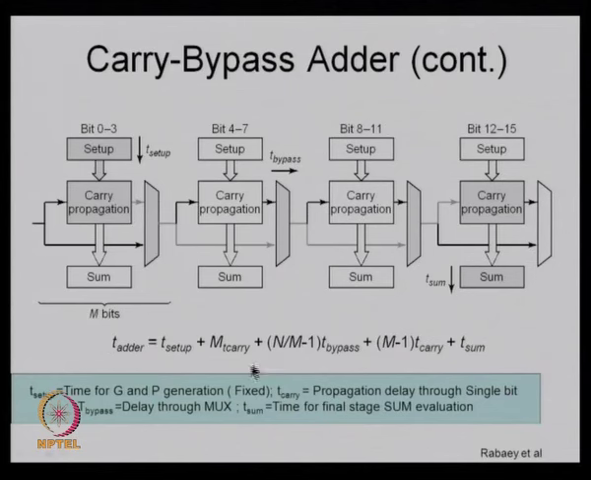You can see from here again, if n is larger, T adder will be larger. But if you have at least divided into 4, you have at least n by m minus 1 terms in this, because if n is 64 and you use m as say 4, then at least you have 1/3 of 64, that is 20 odd numbers, carry bypass is only required. So, the idea behind dividing into such blocks is to overall reduce the carry chain time.